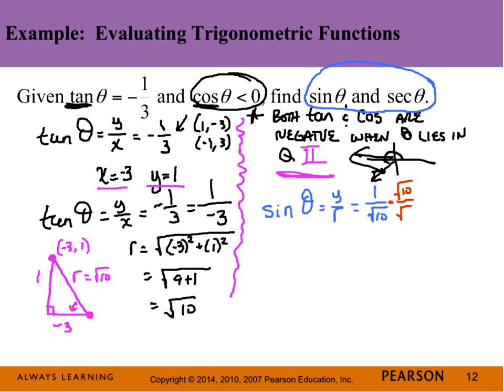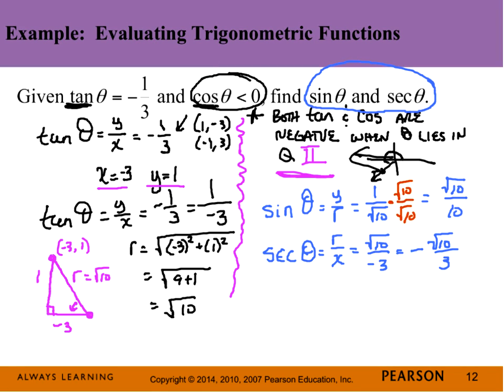Okay, so I was rationalizing the denominator here, and that leaves me with the sine of theta being square root 10 over 10. And then we are also asked to find the secant of theta. The secant of theta is given by r over x. R is the square root of 10, x is -3. We get negative square root 10 over 3. Good to move forward, Roy? All right.